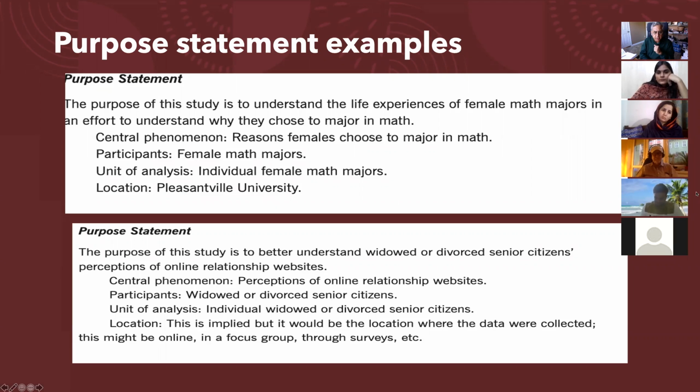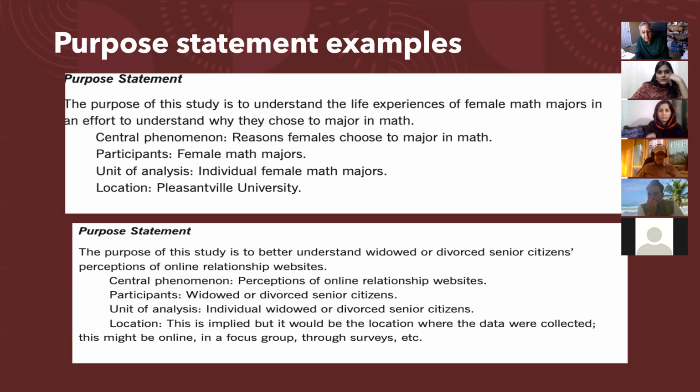Okay. What is the central phenomenon? Perceptions of online relationships websites. Very clear, right? So no brainer. Participants, who are your participants? Widowed or divorced senior citizens, correct? Who are the people who will be able to talk about it? Widowed or divorced senior citizens, correct? Unit of analysis, individual widowed or divorced senior citizens.